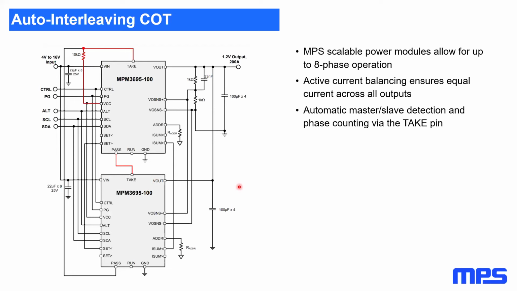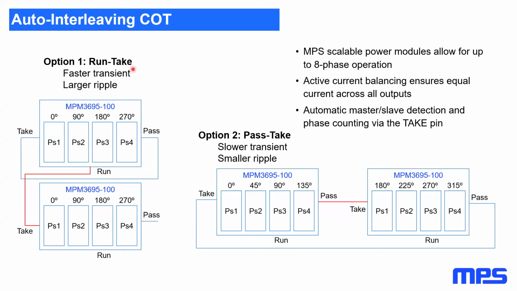So we have these 3 pins: the pass, the run, and the take. This is because it also allows us to connect the phases inside the module in different ways. Basically, we have 2 options. If we use the run connected to the take pin, we can have these 2 modules operating in parallel. So there's only 4 phases in both of these, and at any given time, we're using 2 converters in phase. This allows us to deliver more current to the load, so we will be able to deliver higher peak currents and therefore increase our transient speed.